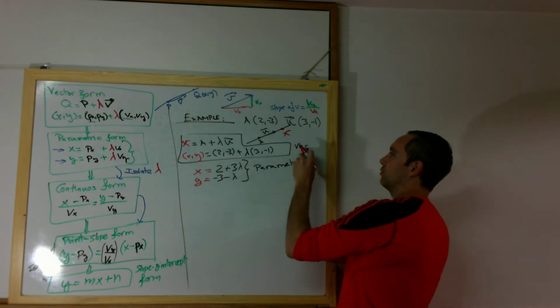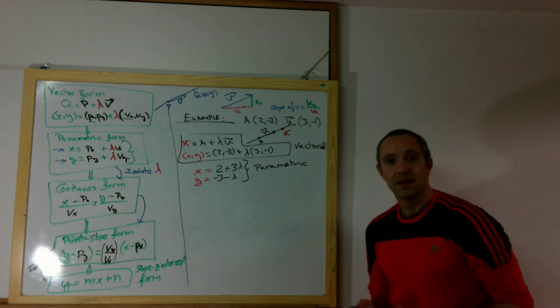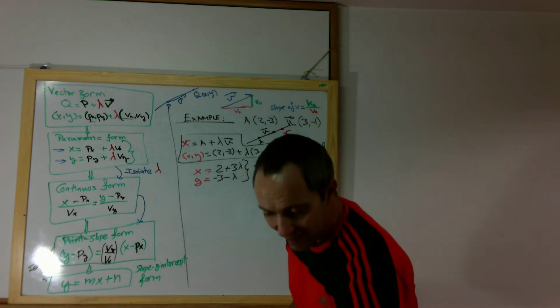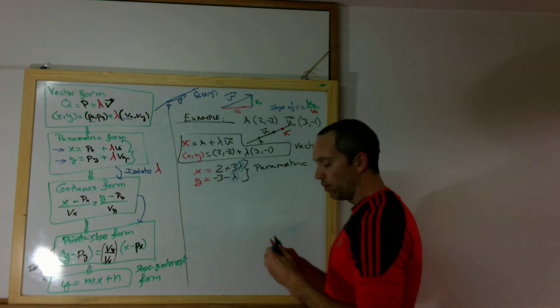This is vectorial. Easy so far. Let's go to the continuous. To get the continuous, as I told you before, what I'm going to do is isolate lambda on both equations.